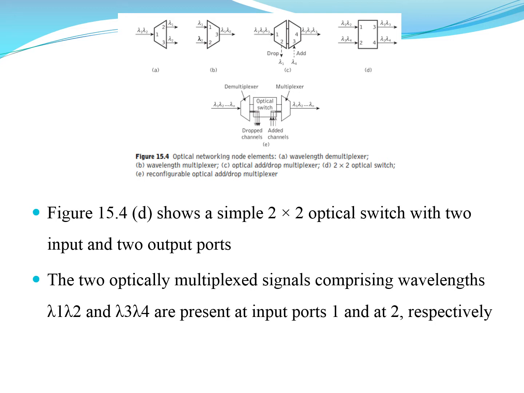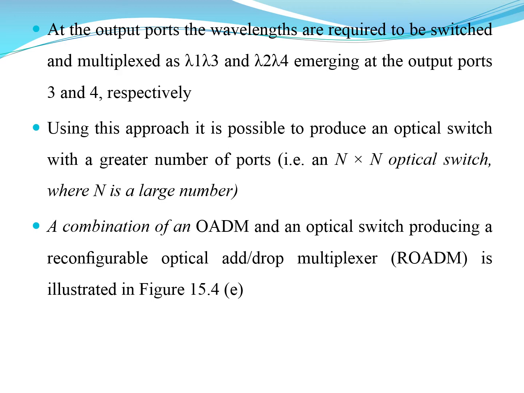So the two optically multiplexed signals here are comprising of different wavelengths, lambda 1, lambda 2, lambda 3, lambda 4. They are present at input ports 1 and 2. At the output ports, the wavelengths are required to be switched and multiplexed as lambda 1, lambda 3 and lambda 2, lambda 4, which are emerging at the output ports 3 and 4.